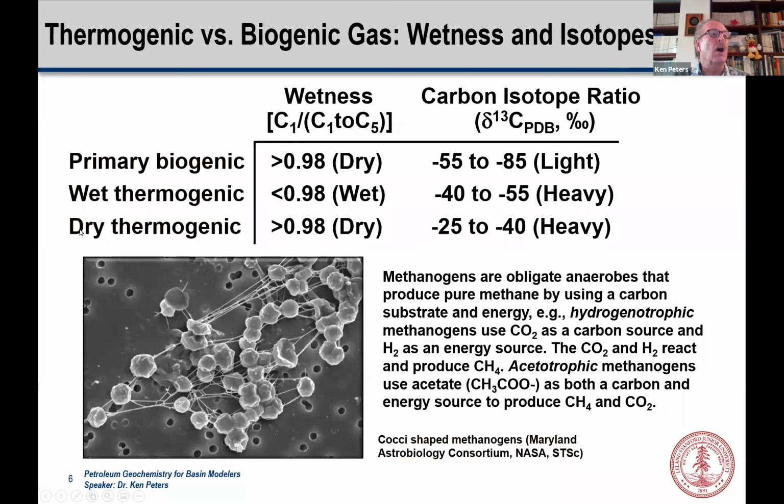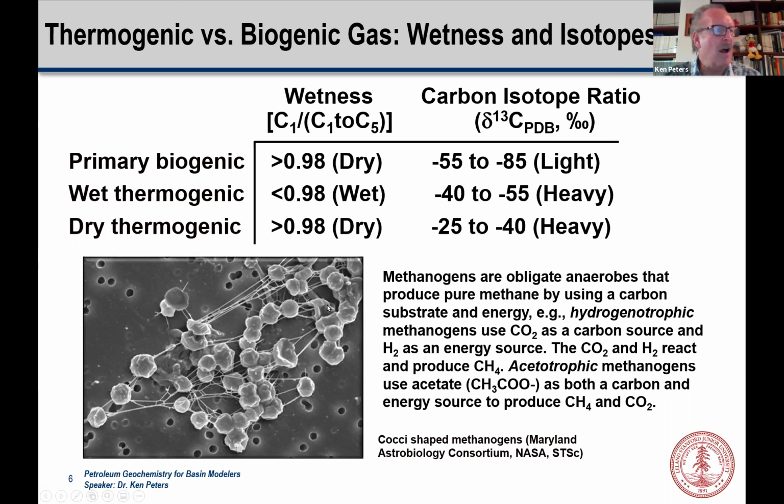On the other hand, a dry thermogenic gas, that's a really high maturity gas. It's also dry, but the isotope composition of the methane is generally much heavier, much more enriched in carbon-13. And of course, the wet thermogenic gases are wet because we have a lot of C2 plus hydrocarbons, and the methane shows an intermediate isotope composition.